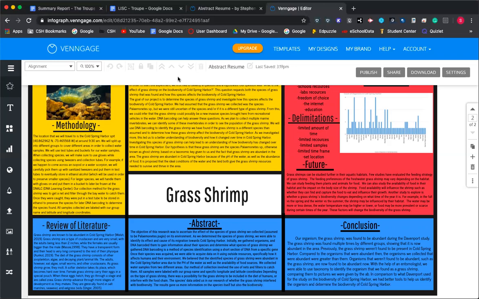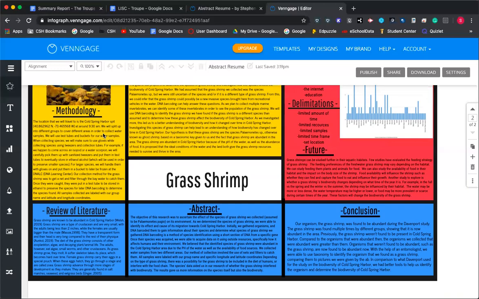Another study to explore is whether a grass shrimp's biodiversity changes depending on what time of the year it is. For example, in the fall versus the spring and the winter versus the summer, the shrimp may be influenced by their habitat. The water may be more or less dense. The water temperature may be lower or higher. Their food may be more prevalent or scarce during certain times of the year. These factors will change the biodiversity of the grass shrimp.